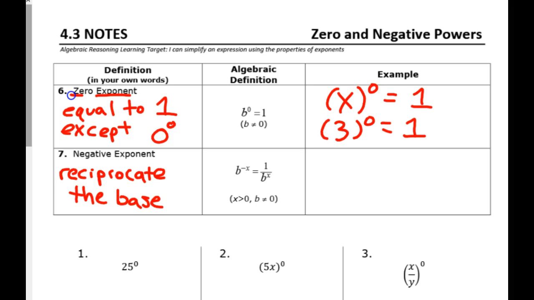Reciprocate. Do you remember what a reciprocal is? When you take a fraction and you flip it. So basically, a negative exponent is going to go to the flip side of a fraction. Basically flip, okay? We can write that word over here. Flip. Just remember, when you flip it to the other side, the negative goes away.